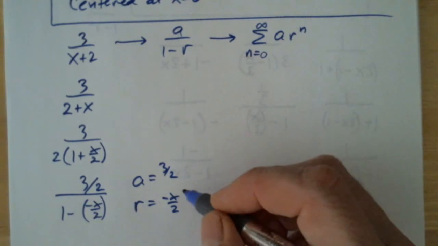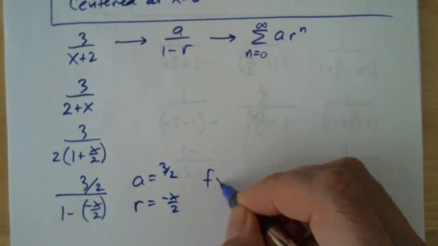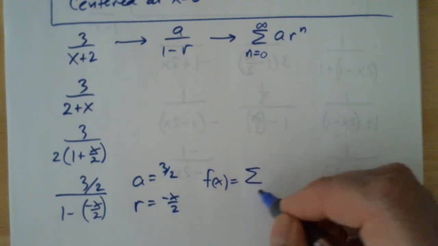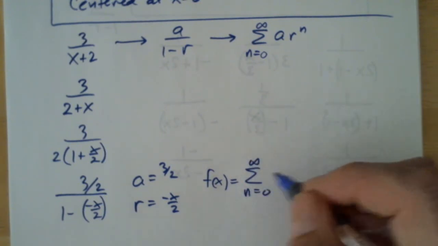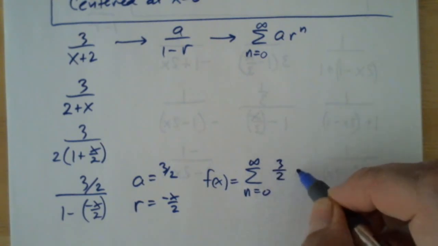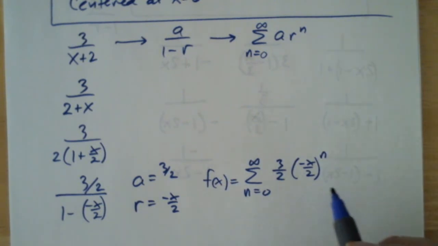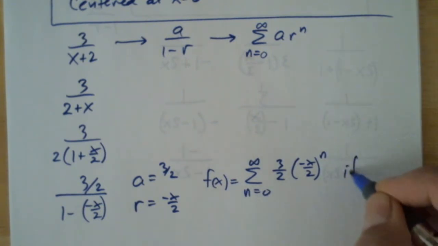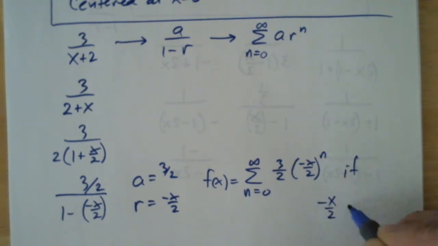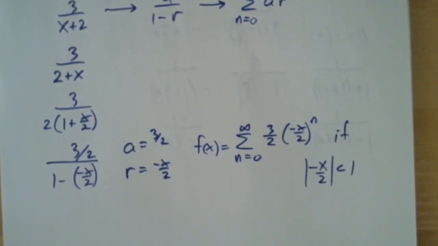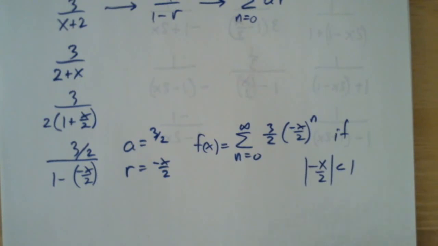And that'll give us the function is the series with a r to the n. It is equal if the absolute value of negative x over 2 is less than 1, so we get the interval of convergence is negative 2 to 2.